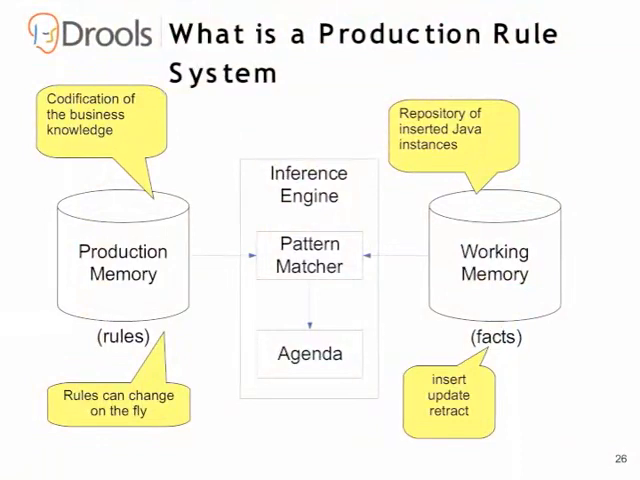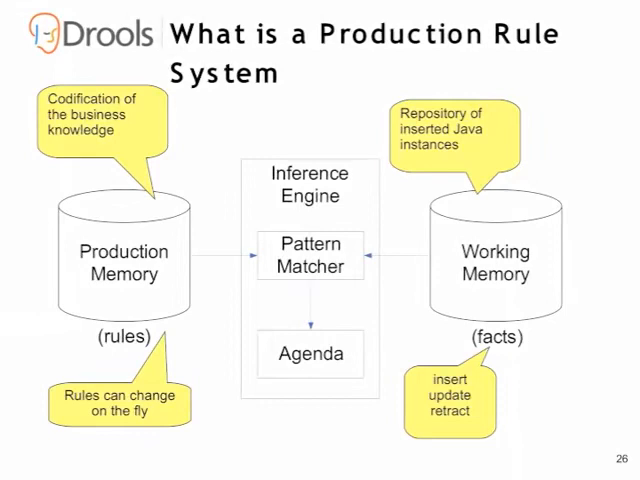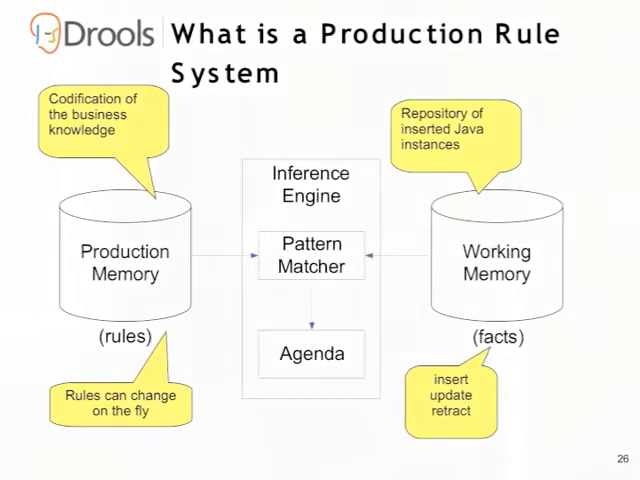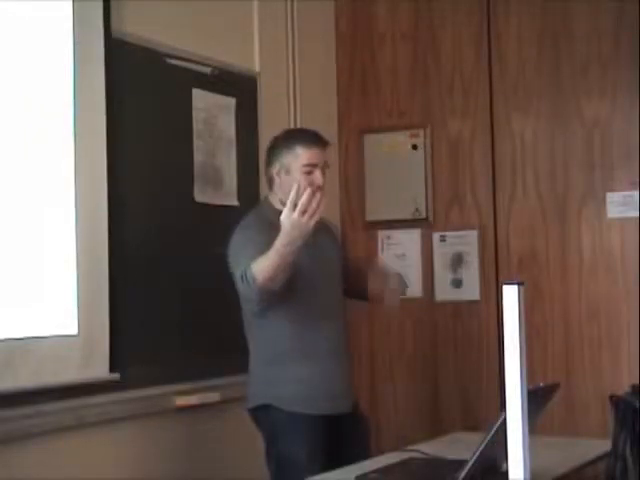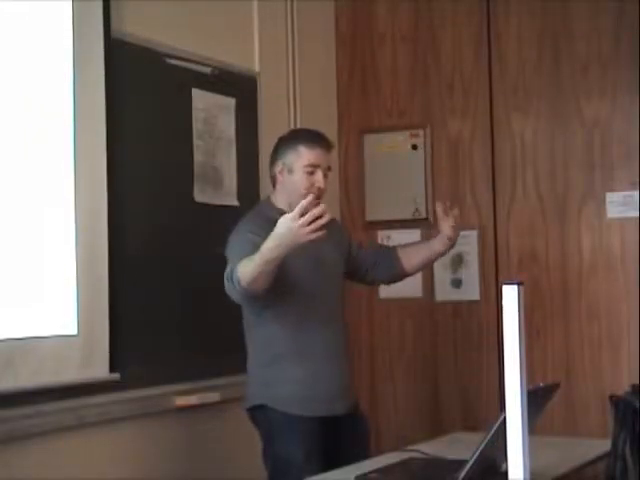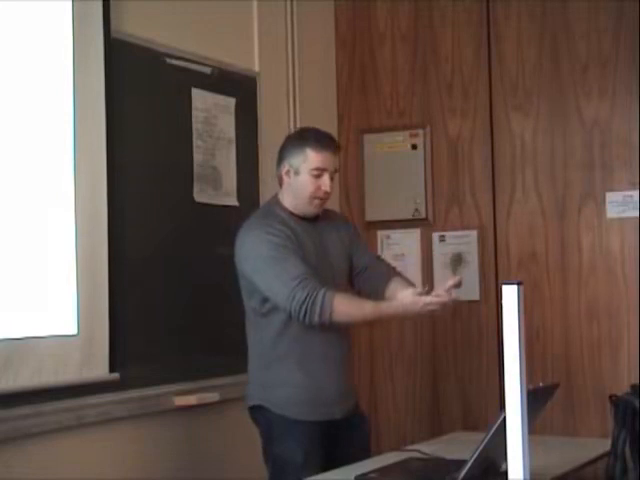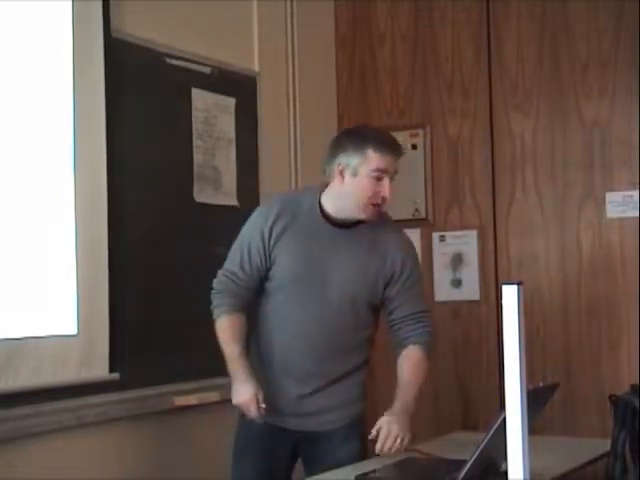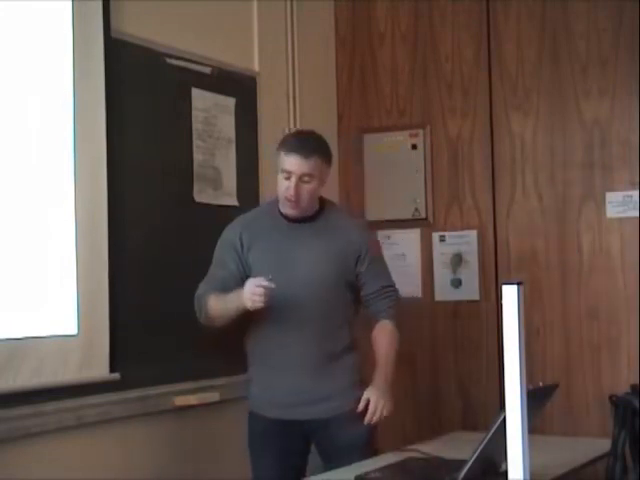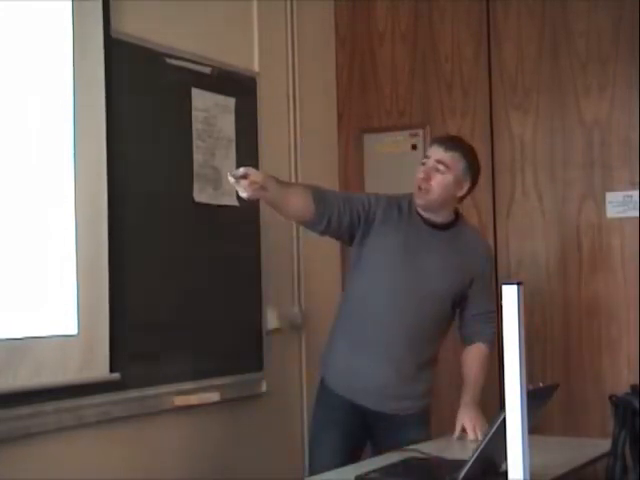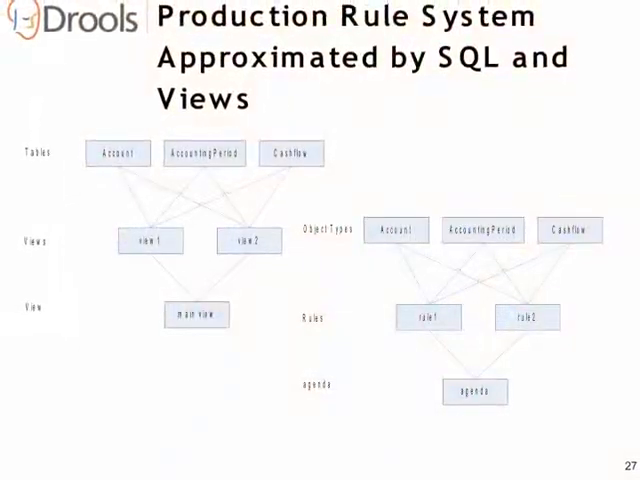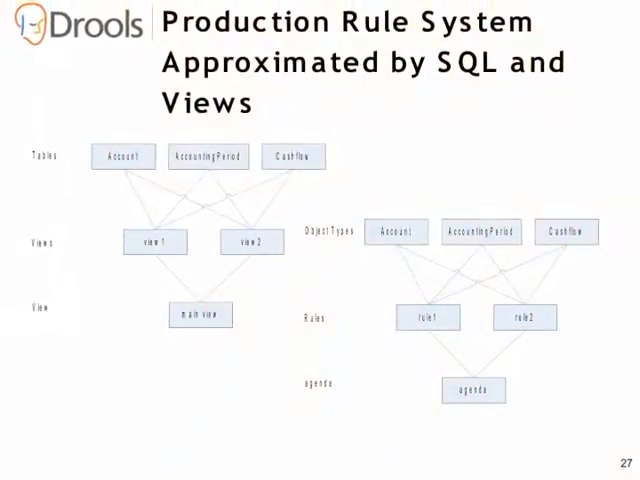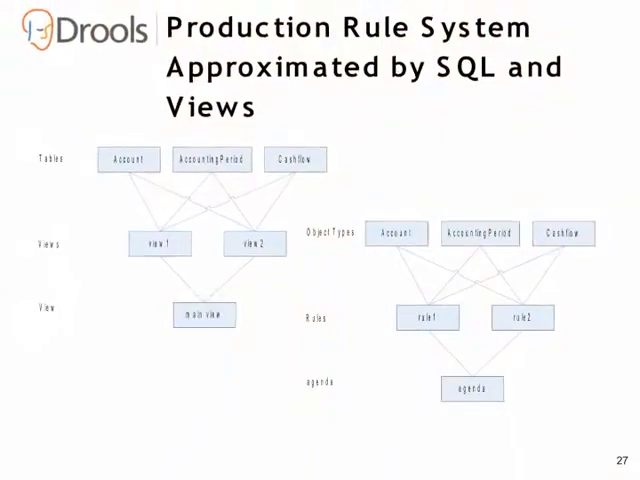We have a production memory, that's your rules, your views. You have your working memory, that's like your tables. And you insert, update, retract into your tables. Then there is a process which takes the tables and the rules and combines them together to create an agenda, which I'm going to show in a second. That's basically how a view would work to materialize the rows in the view from your tables. So, table, table, table, object type, object type, object type. 2 views, 2 rules.